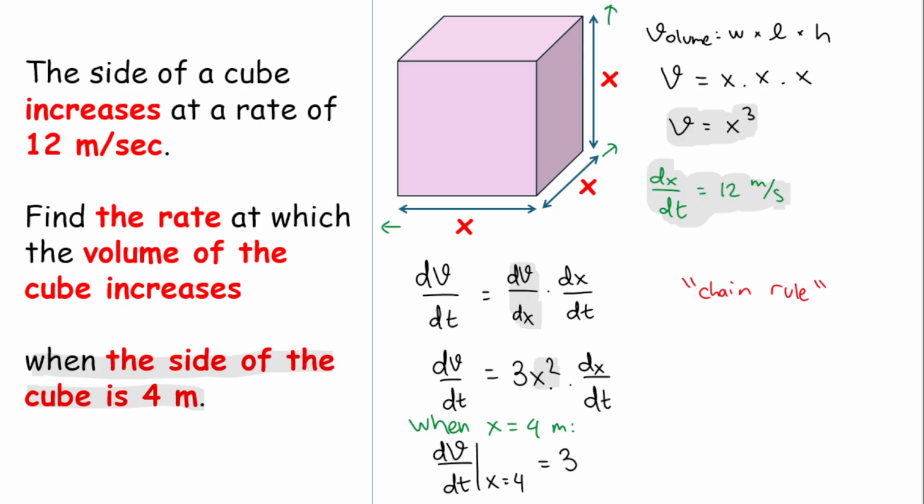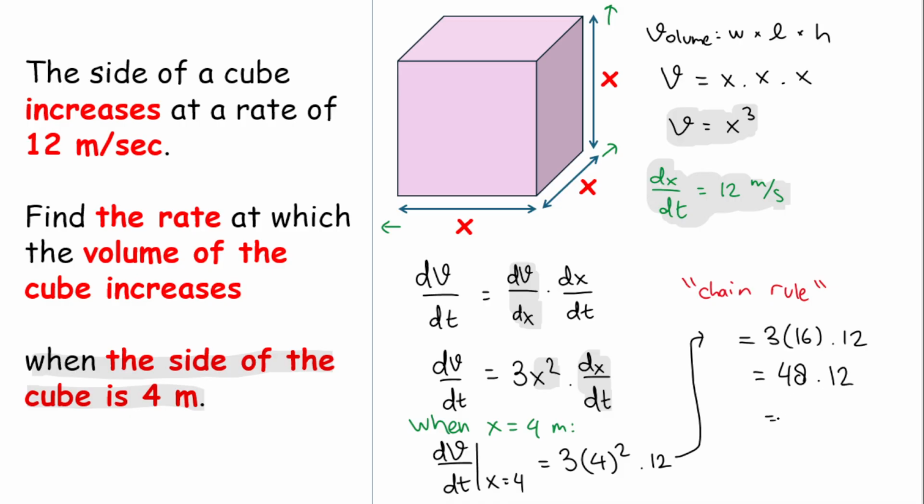So we will have 3, x is 4, so 3 multiplied by 4 squared, and then multiplied by dx/dt. We have dx/dt is this one here, so multiplied by 12. So we will have this equal to 3 multiplied by 16 multiplied by 12, and that will equal 48 times 12.